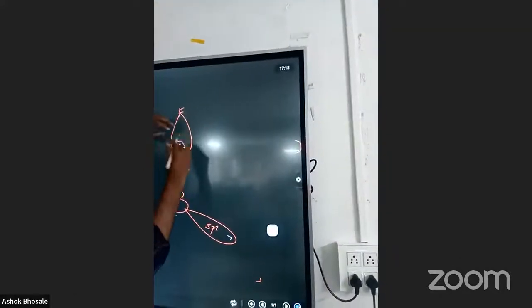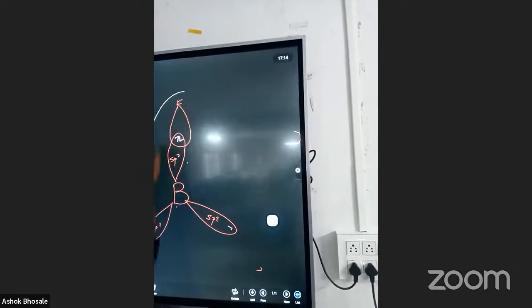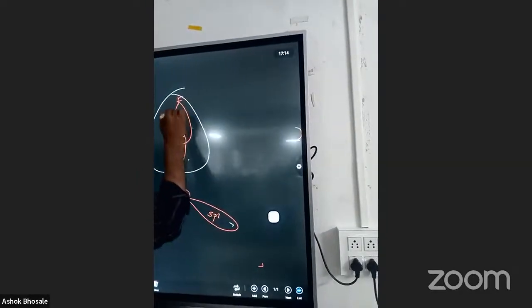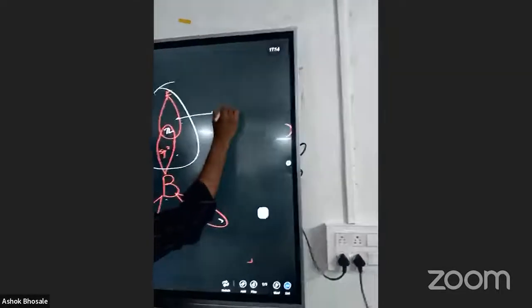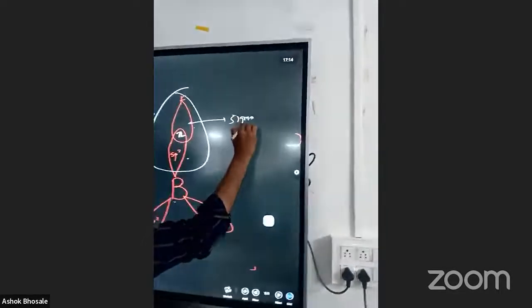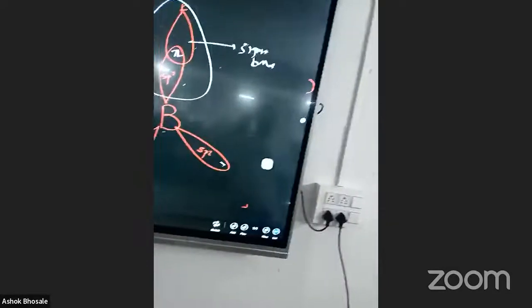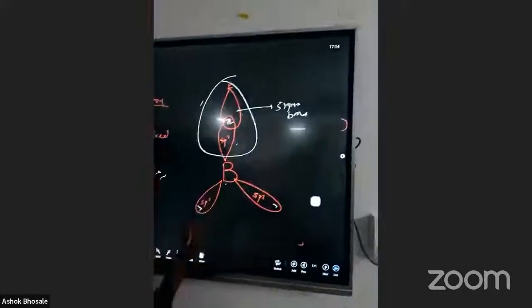These two orbitals are intermixed, forming an overlap. These two hybrid orbitals are overlapping and form a new sigma bond. This is the sigma bond, the formation of a new sigma bond. And the same for the other two orbitals.